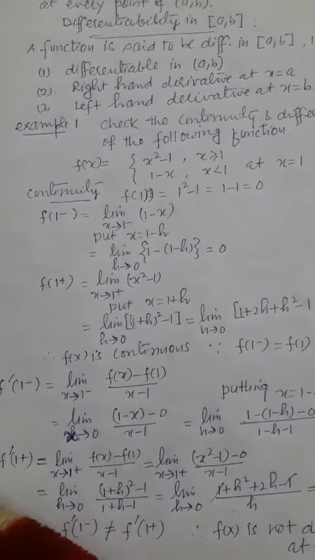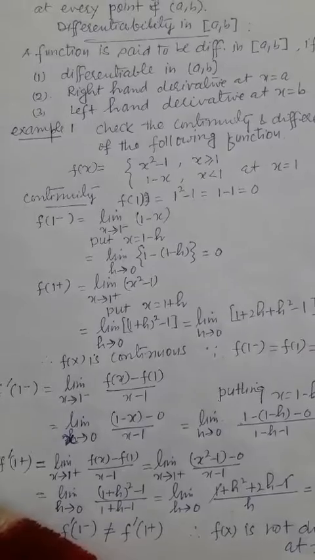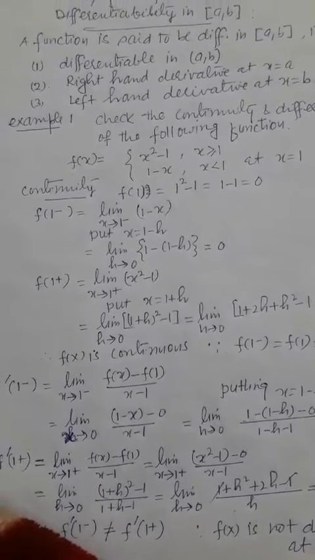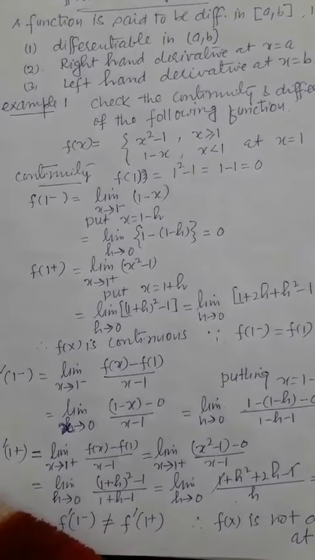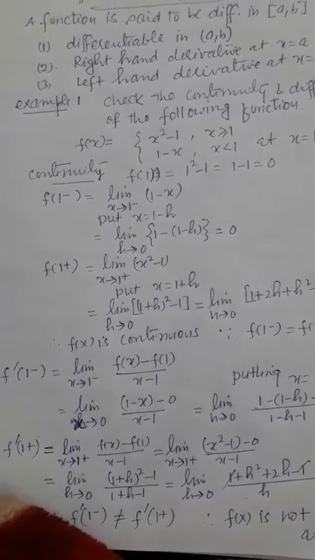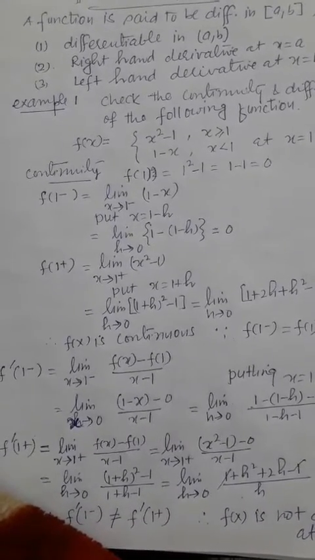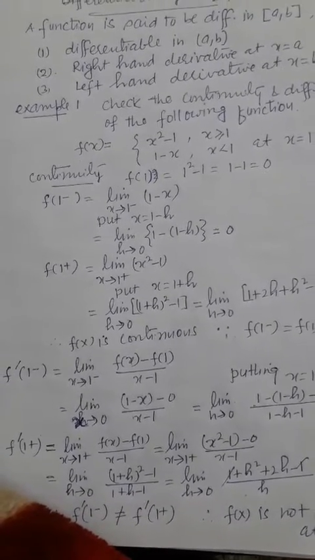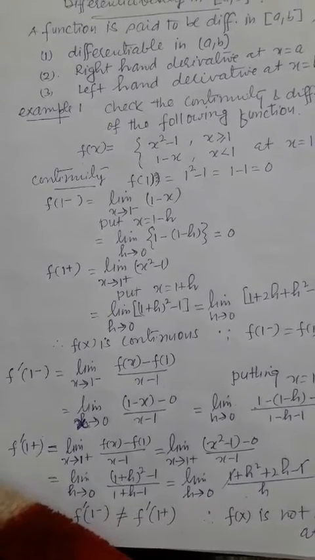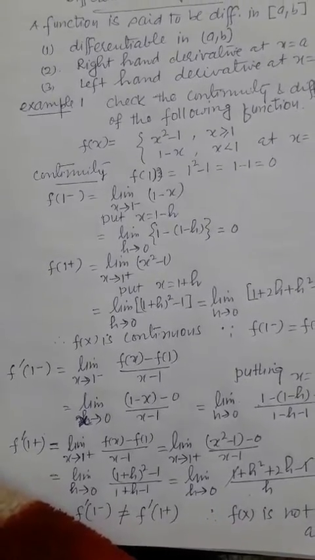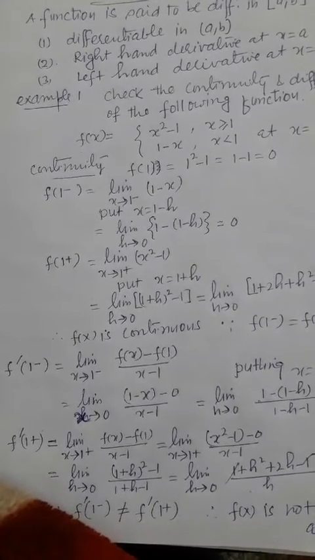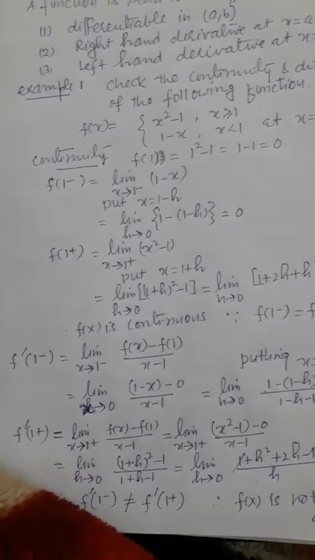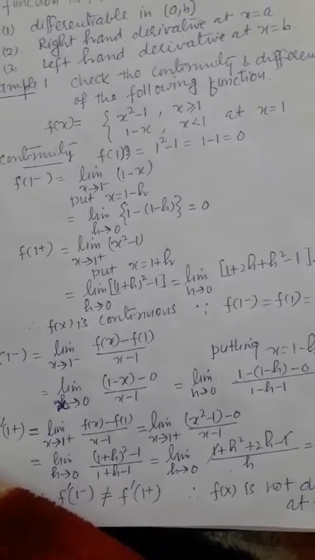First we check the continuity at x equal to 1. Put down x equal to 1, then we find f of 1 is equal to 1 square minus 1, that is 0. For the left hand limit, we will take the function for x less than 1. So the limit of 1 minus x as x tends to 1 minus. Put x equal to 1 minus h, put down this value and calculate it, we get 0 here.